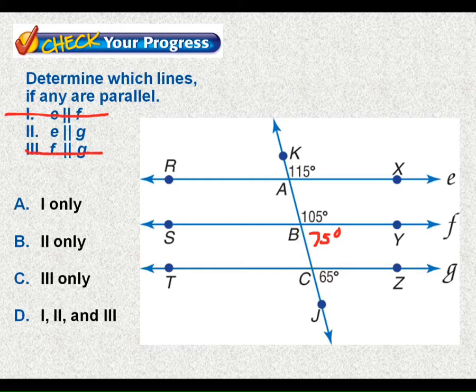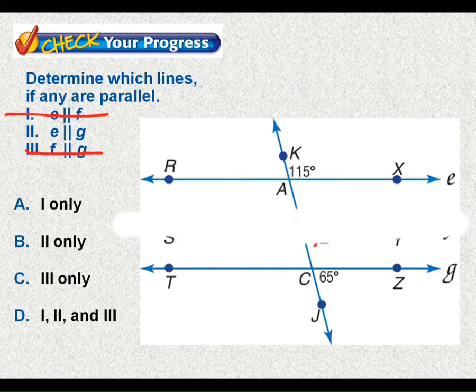So let's look at E and G. So I kind of have to ignore this line. Two parallel lines cut by a transversal. These two angles don't have any sort of relationship. Like, I could find this one, right? Because these two have to add to 180, they're part of a straight line. So this one would have to be 65.